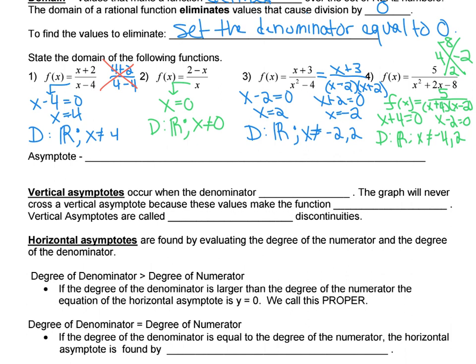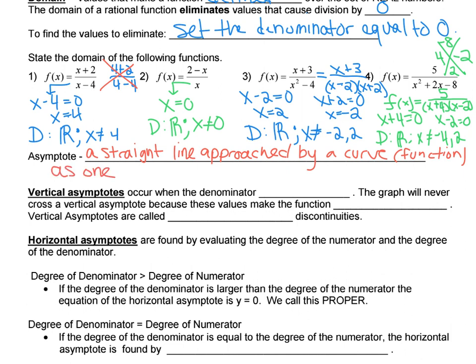So our definition of asymptote is a straight line approached by a curve, and I'm saying curve in the same place as the word function. So rational functions are curves. So a straight line approached by a curve as one variable, so either x or y, approaches infinity.